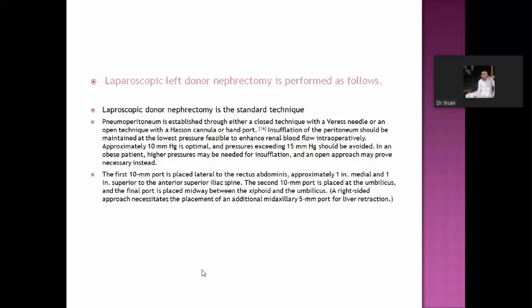The first 10 mm port is placed lateral to the rectus abdominis, approximately one inch medial and one inch superior to the anterior superior iliac spine. The second 10 mm port is placed at the umbilicus and the final port is placed midway between the xiphoid and umbilicus. A right-sided approach necessitates the placement of an additional mid-axillary 5 mm port for liver retraction. This is the difference between left and right nephrectomy.